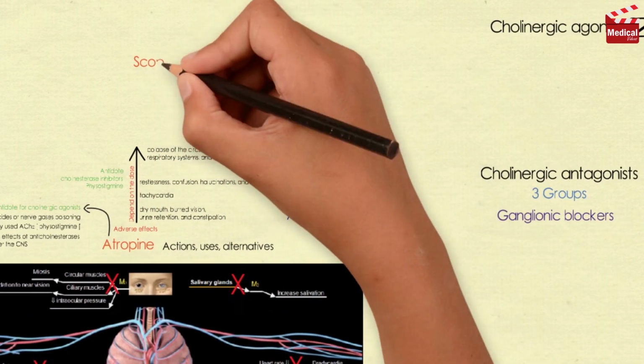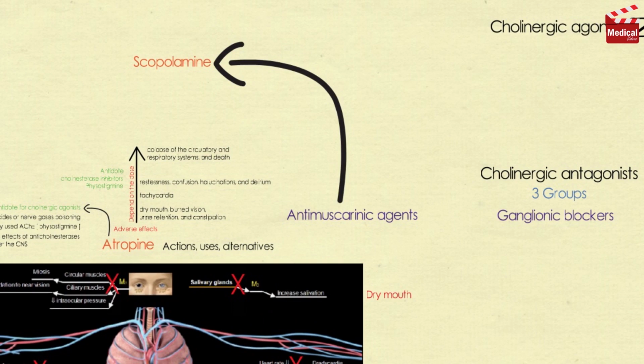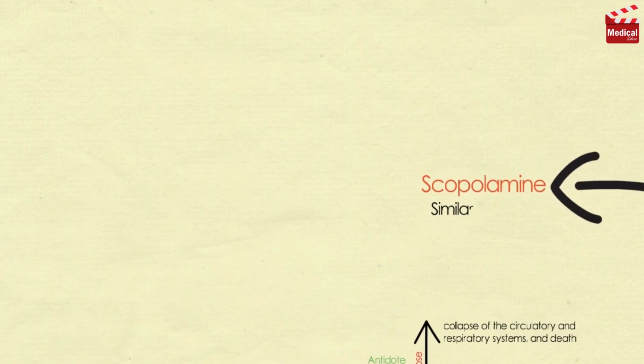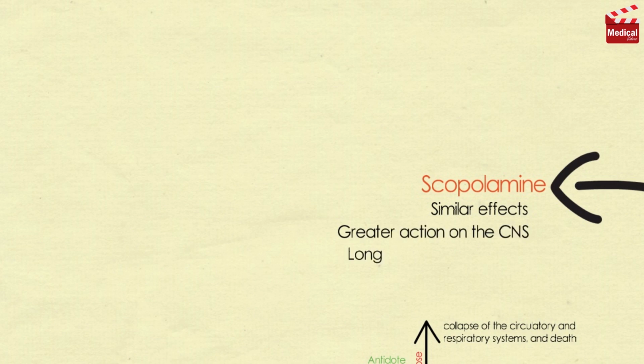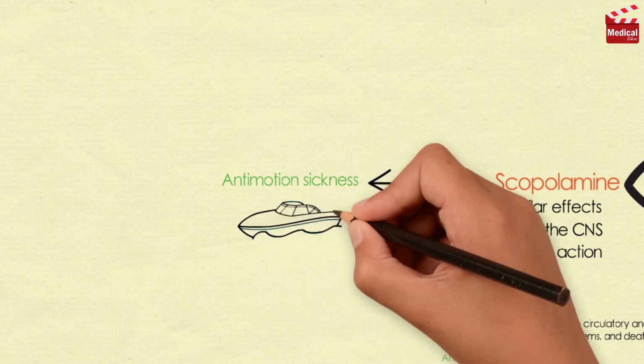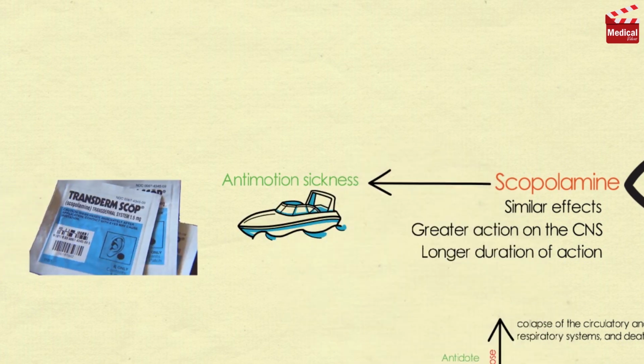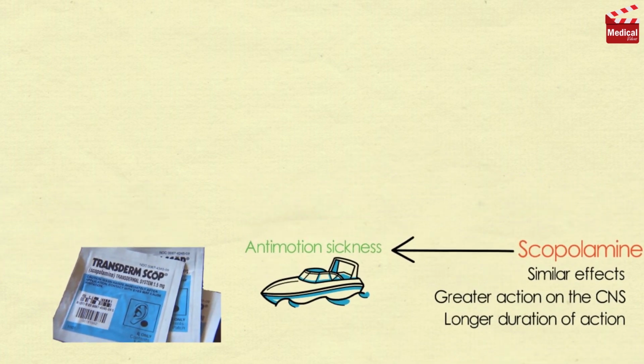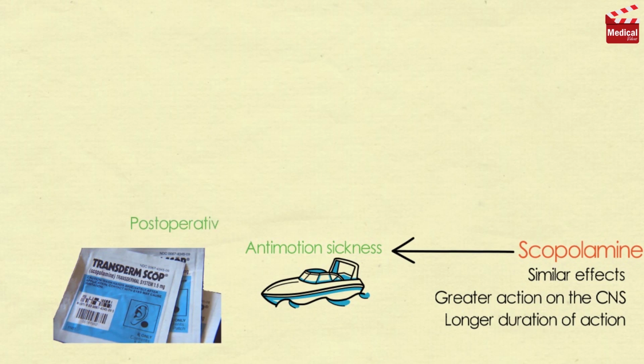Other antimuscarinic agents include scopolamine, which produces effects similar to those of atropine. But it has a greater action on the CNS and a longer duration of action as compared to atropine. It is one of the most effective anti-motion sickness drugs available. And it is available as a topical patch that provides effects for up to 3 days. Scopolamine is also used for post-operative nausea and vomiting.